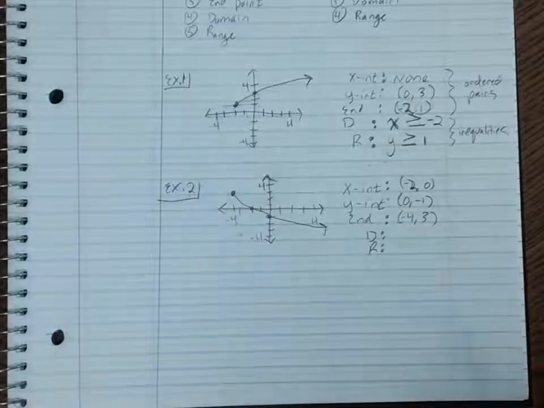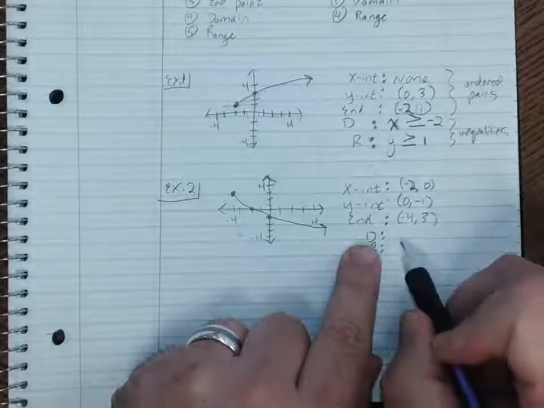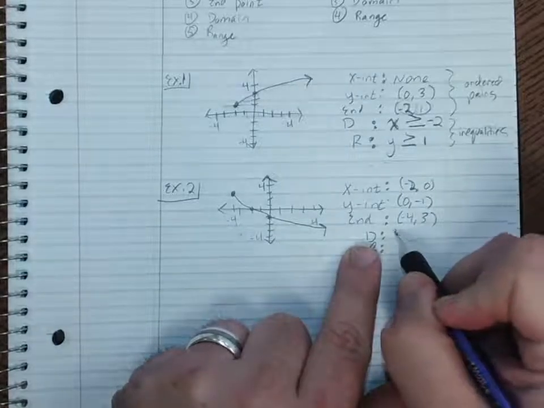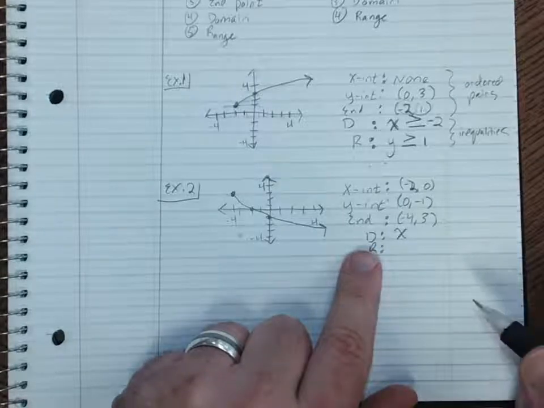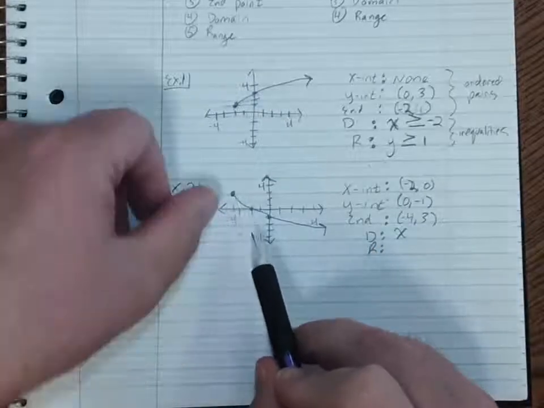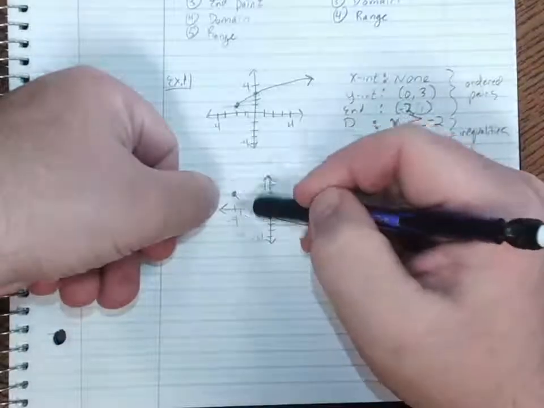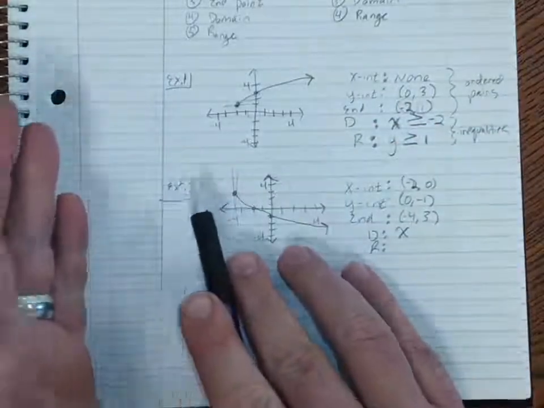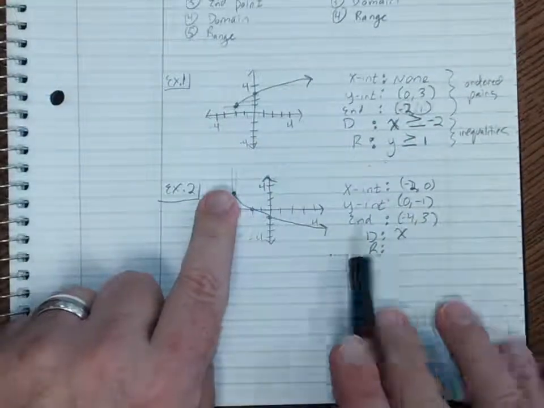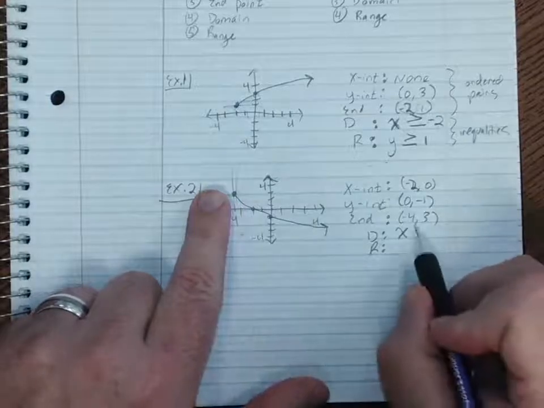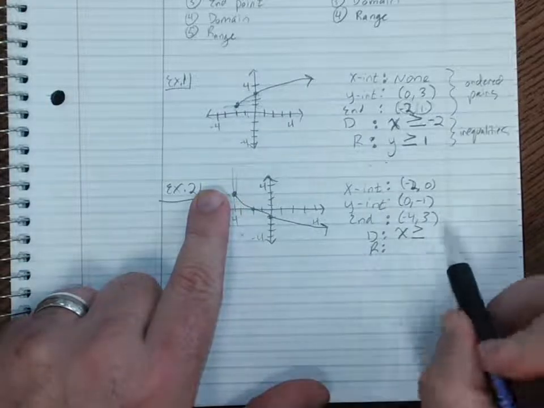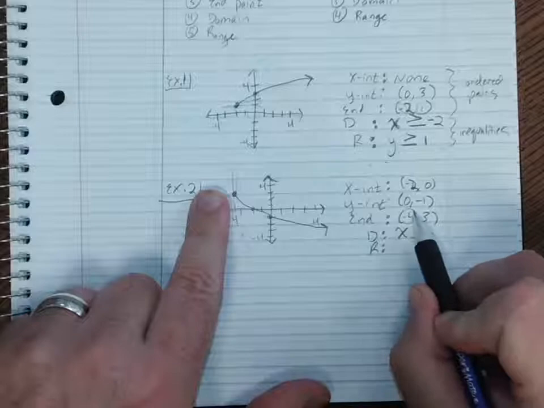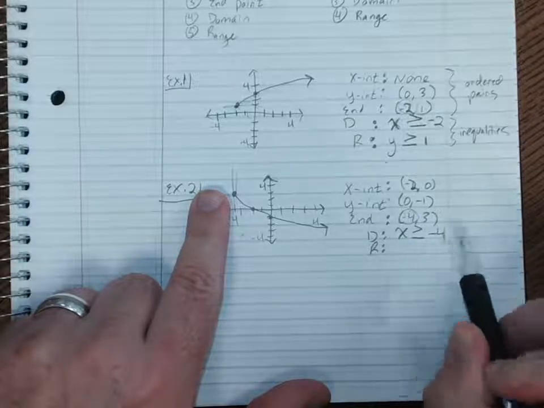So let's build the domain and the range. Let's start with domain. Domain deals with x values. So I'm going to put an x. I'm looking at my endpoint here. If I were to divide this into a left side and a right side, this arrow is on the right side. So I'm going to use greater than or equal to. And then the number I put here is the x value of the endpoint, -4.